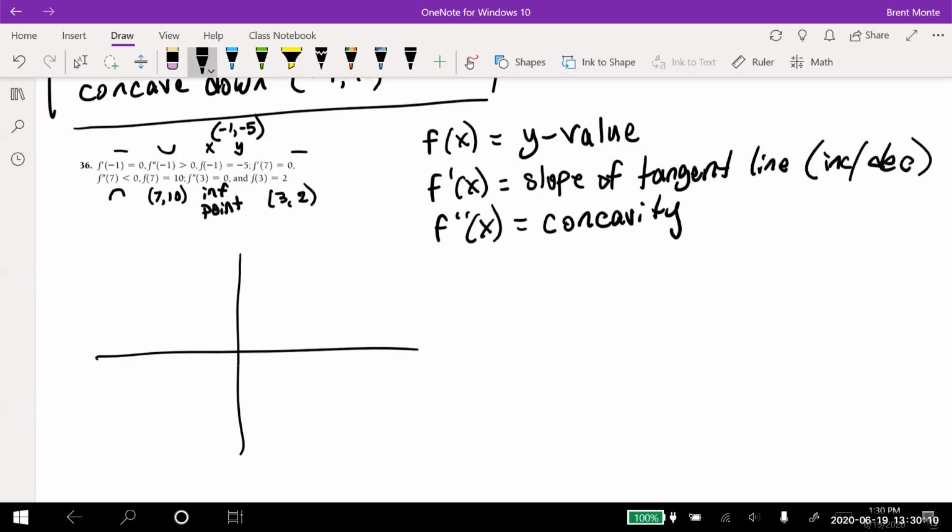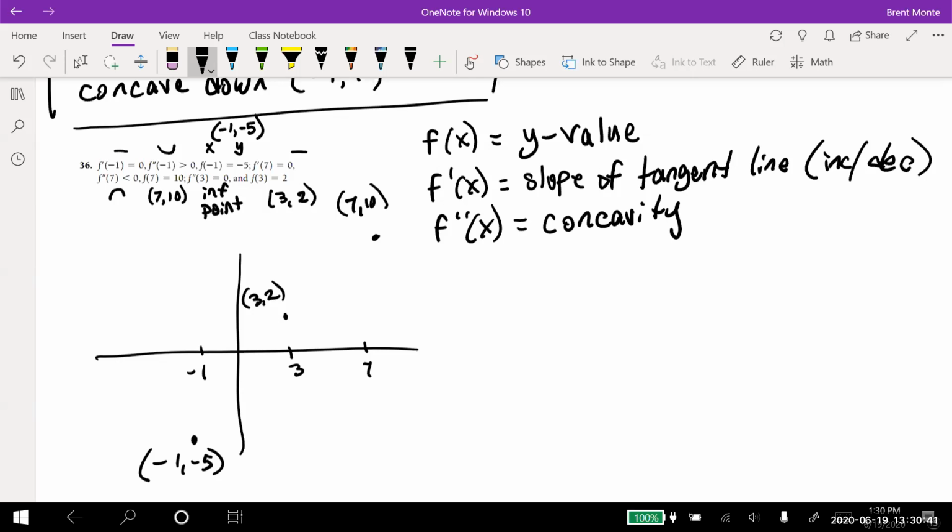So let's see. We've got our graph. We have interesting things happen at -1, at 3, and 7. Those are x values. We know it goes through -1, -5, so let's start with a point down here, -1, -5. We also know it goes through 3, 2, and we also know it goes through 7, 10. All right, so plot the points first.